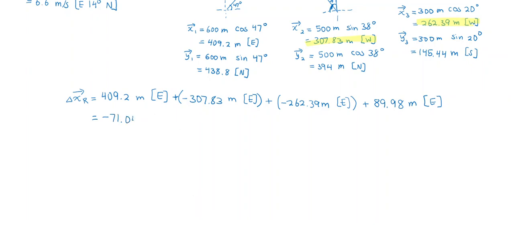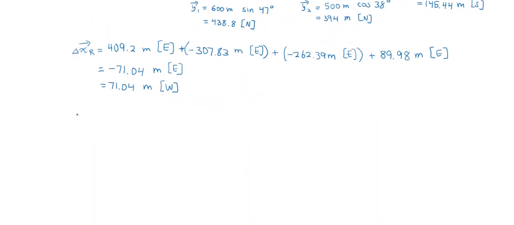Okay, and finally we can just add all of these up, and you should get negative 71.04 meters east. Now, because this is negative and we want our displacement to be positive, we're just going to flip the sign around, make it positive, and then flip it into the west direction.